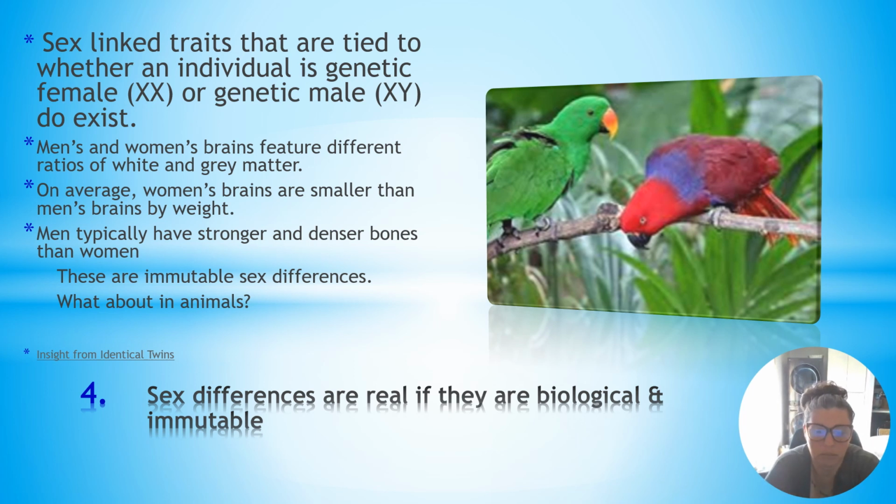Let's talk a little bit about sex-linked traits. So this is the fourth one. Sex differences are real if they're biological and immutable. I have an example here. I have a couple parrots, and so these are another highly dimorphic animal. The green one is the male, and the red one's the female. They're so sexually dimorphic that people thought that they were two different parrot species. That's how dimorphic they are.